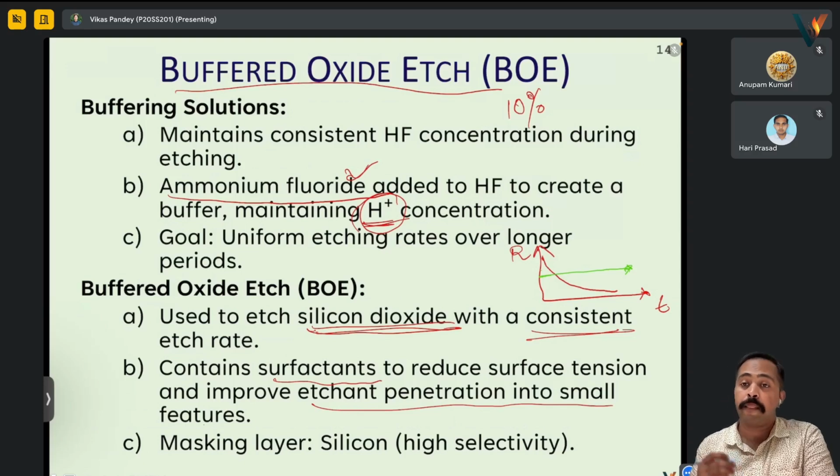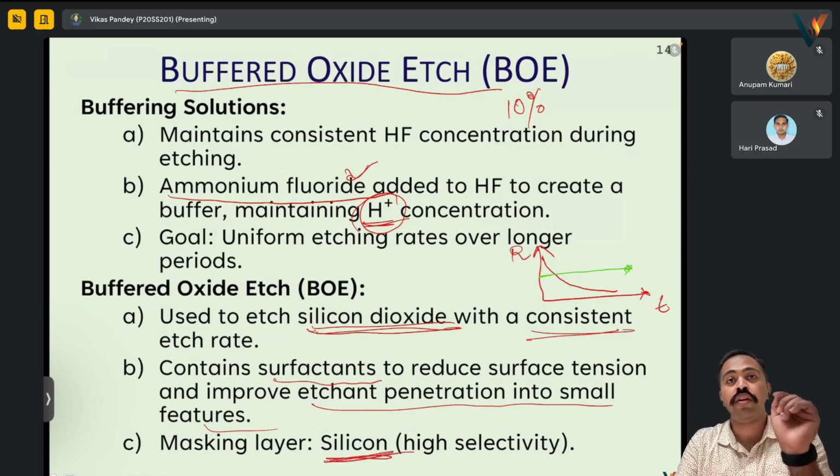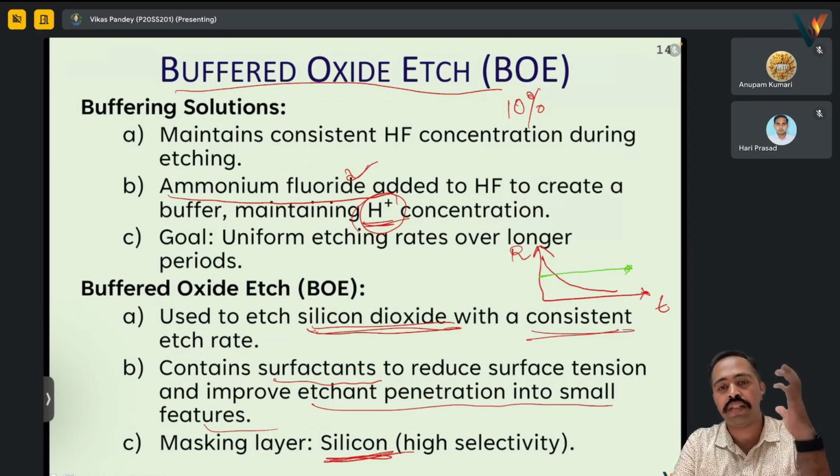And one very good thing here is that SiO2 is grown from silicon. SiO2 is made from silicon and it contains silicon. But silicon acts here as the masking layer, so it is not going to affect silicon. When it reaches silicon, it will stop. It will etch out silicon oxide. And this is one advantage of buffered oxide etch.